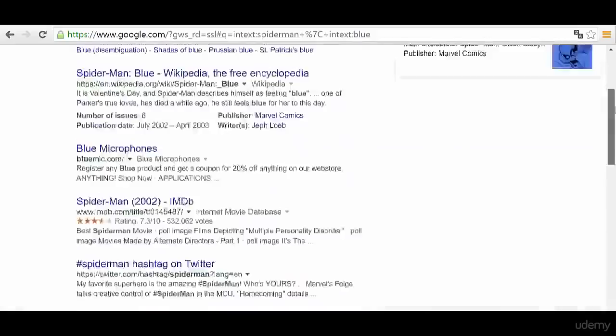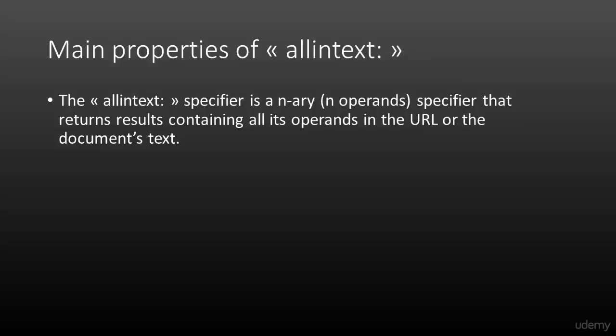The allintext specifier is an NRE specifier, it can take any number of operands. What it does is that it returns results that contain all its operands in the URL or the document's text. The colon is mandatory and there should be no blank space.